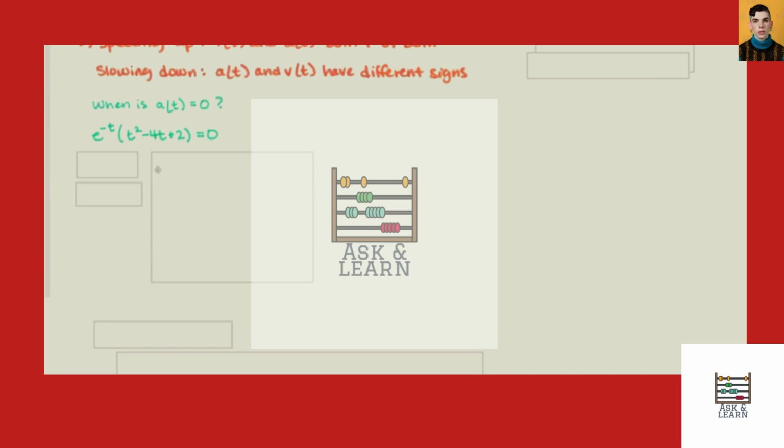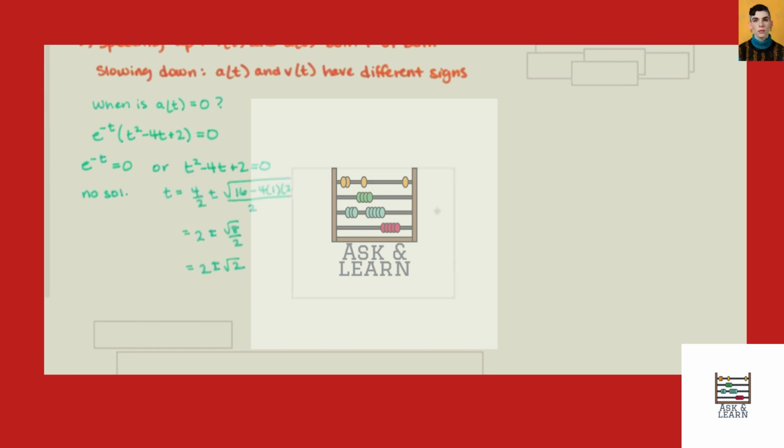Notice we have two factors, so we can set each factor equal to 0. And when we set e to the negative t equal to 0, we get no solution. And when we set t squared minus 4t plus 2 equal to 0, unfortunately, it's not factorable, so we use the quadratic formula, and we end up with 2 plus or minus square root 2.